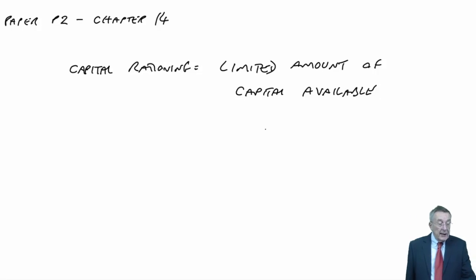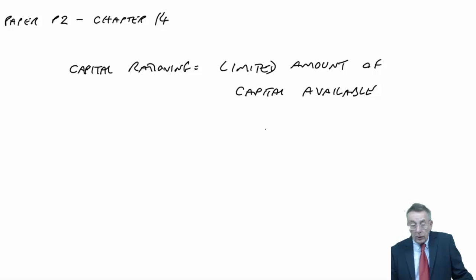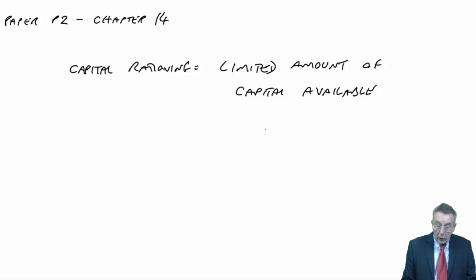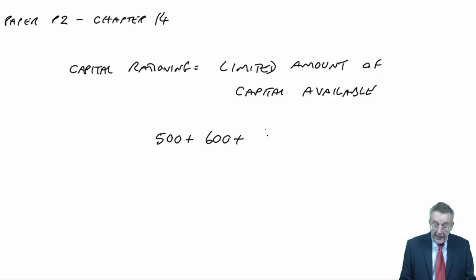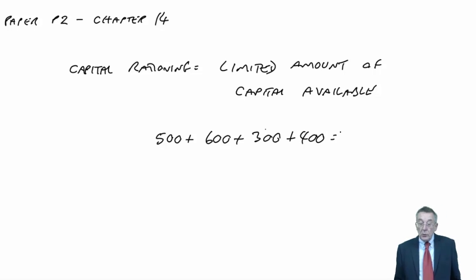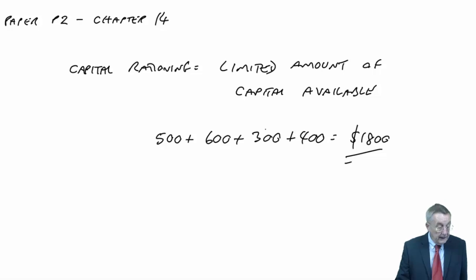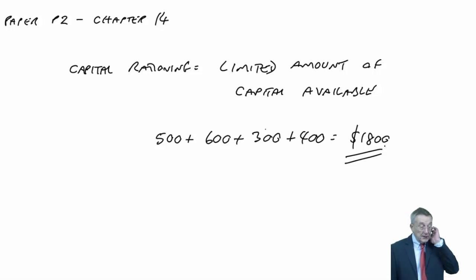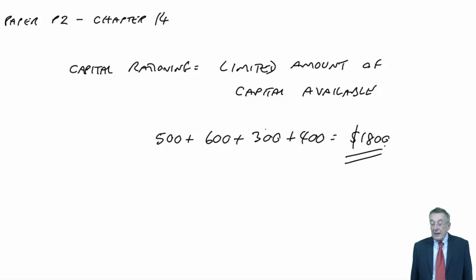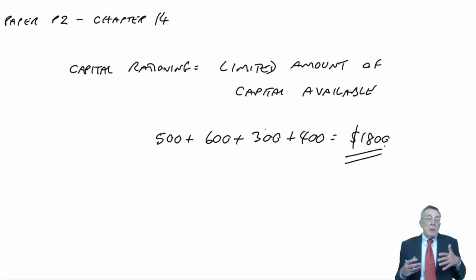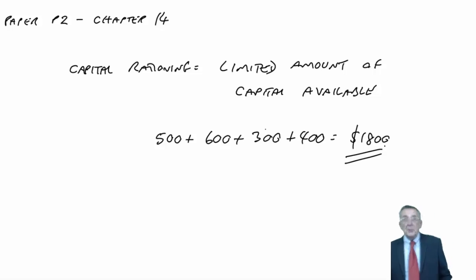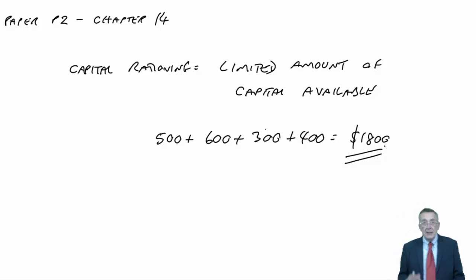Part B, though, if we've only got 1,600 available, well, we want to do all 4, but to do all 4, at time 0, A needs 500, B needs 600, C needs 300, D needs 400. The total you'd need would be 1,800. And we haven't got enough, we've only got 1,600. So we can't do all 4 projects. The question is, we want to do them all, they're all positive, but what will we do to make the best use of the 1,600 we've got?